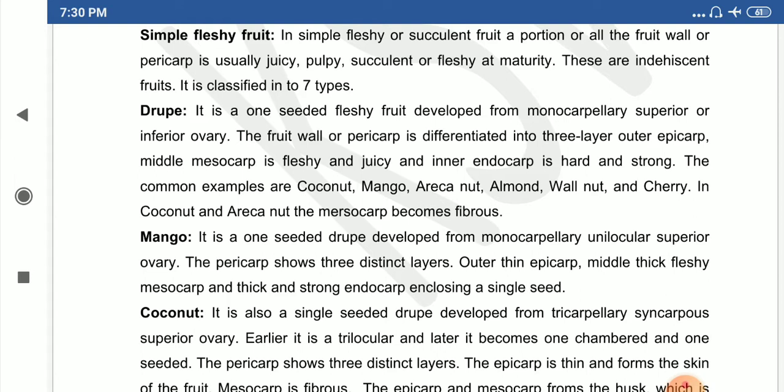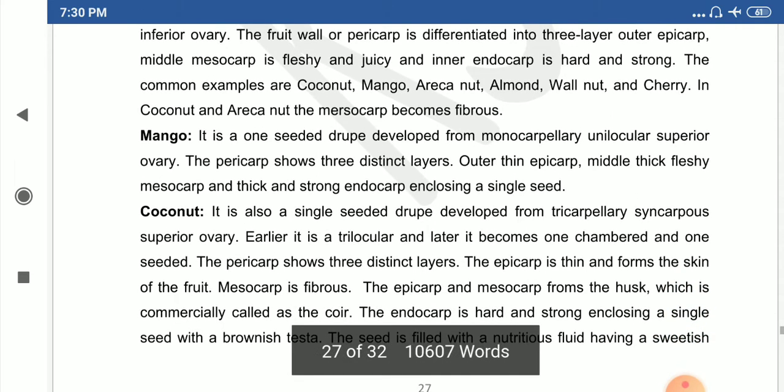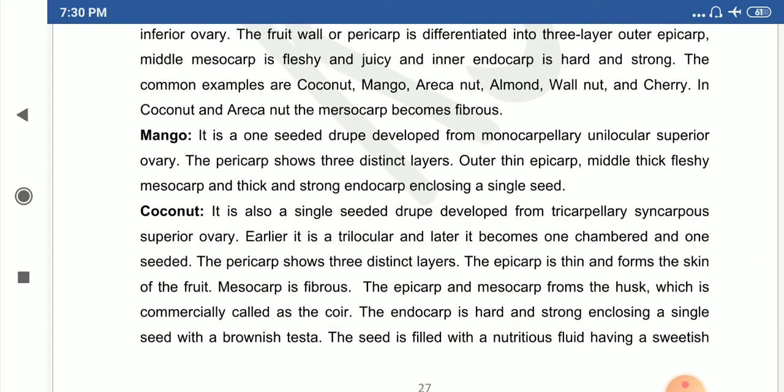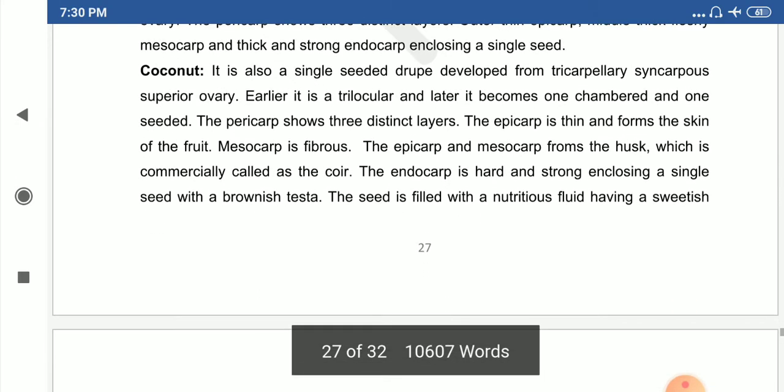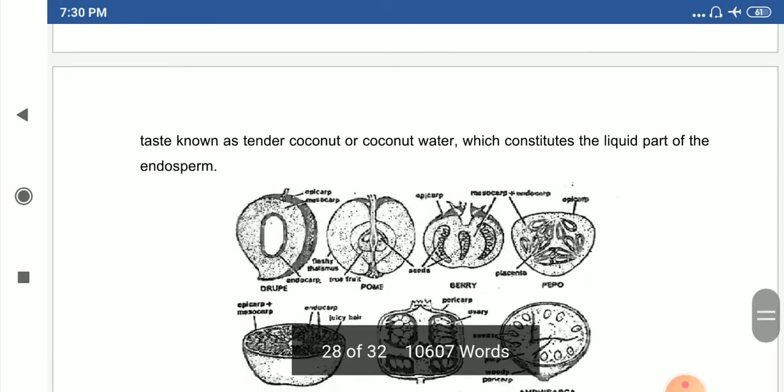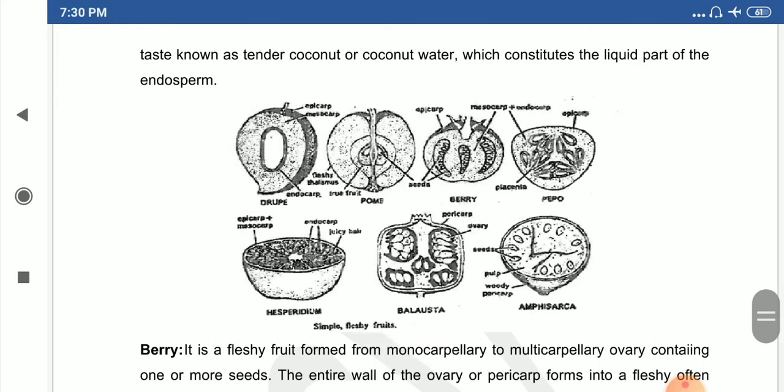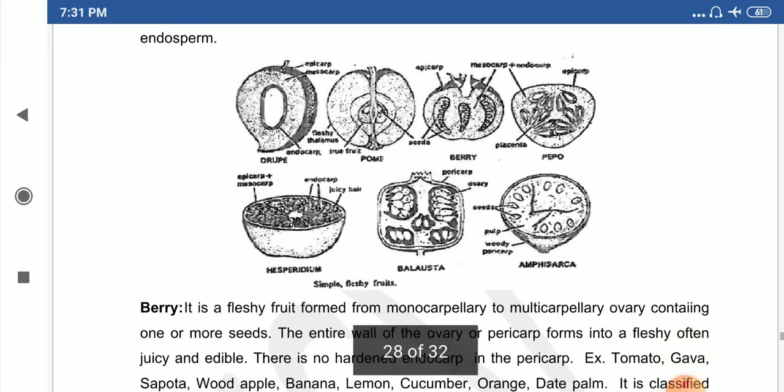So usually in case of mango, a monocarpillary unilocular superior ovary will be there. In case of coconut, a tricarpillary syncarpous superior ovary will be there. So like that there will be differences. This is the picture showing the drupe, and also this is the balausta, and usually hesperidium will be there, and pepo. These are all the fleshy fruits.